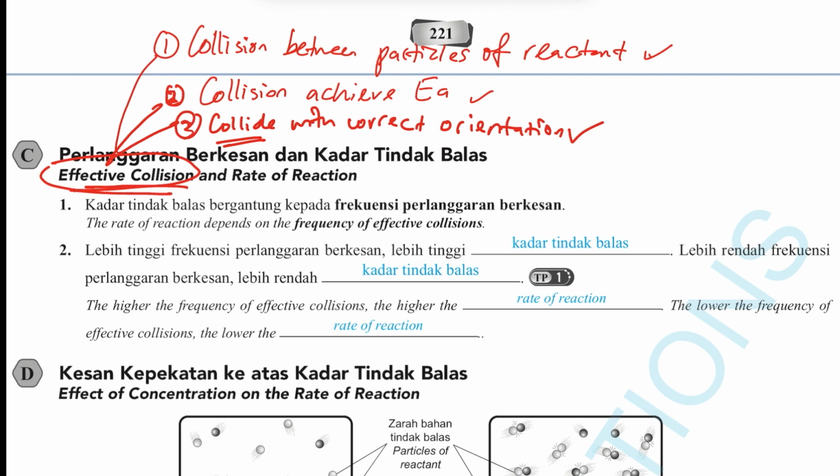Jadi kalau kamu tengok, semakin tinggi frekuensi of effective collision, maksudnya semakin banyak effective collision ini, maka semakin tinggi kadar tindak balas. Ya. Okay.